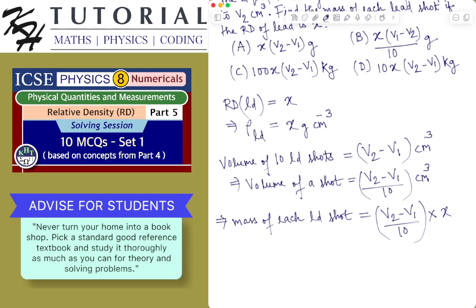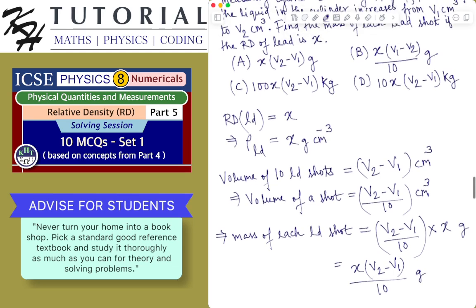So this much gram will be the mass of each lead shot. So this is X multiplied by V2 minus V1 whole divided by 10. This much gram is the mass of each lead shot. Now let's see the choices.